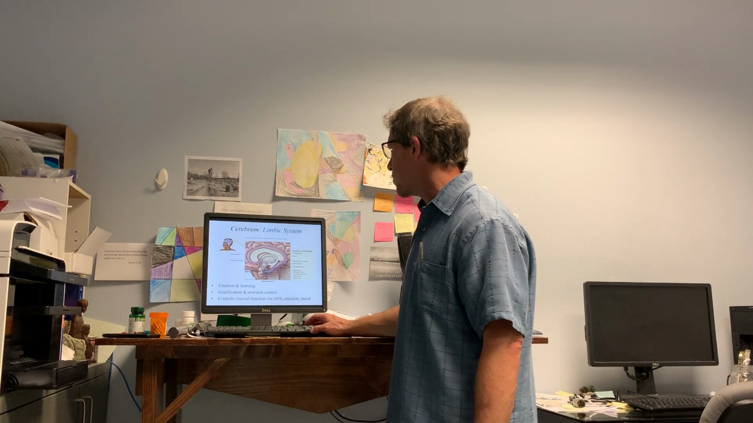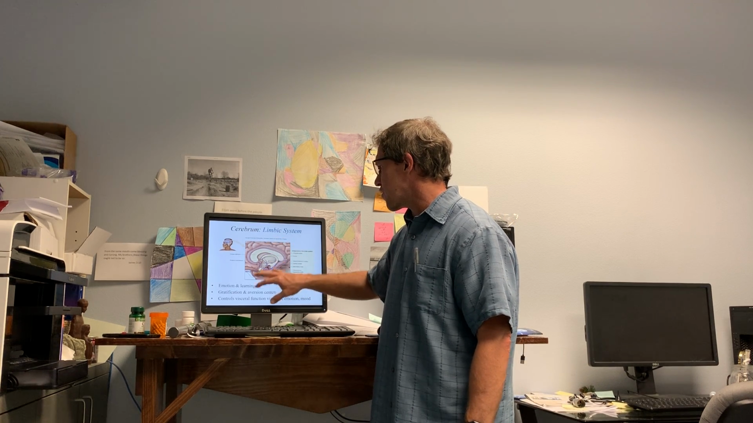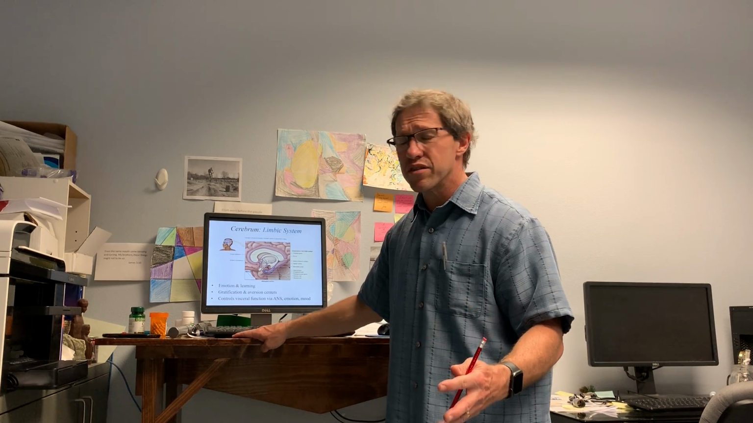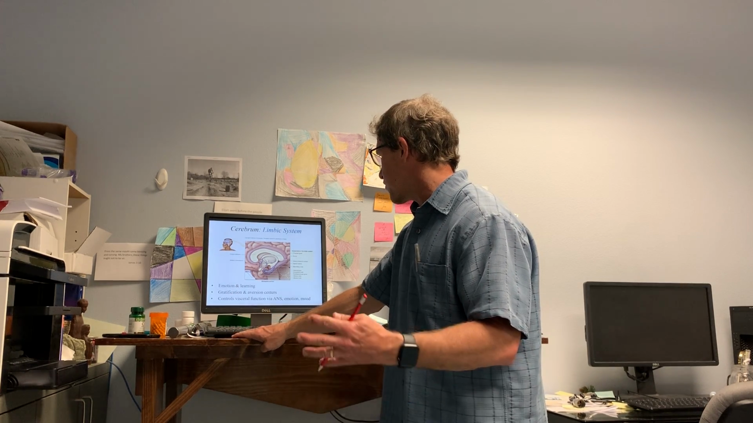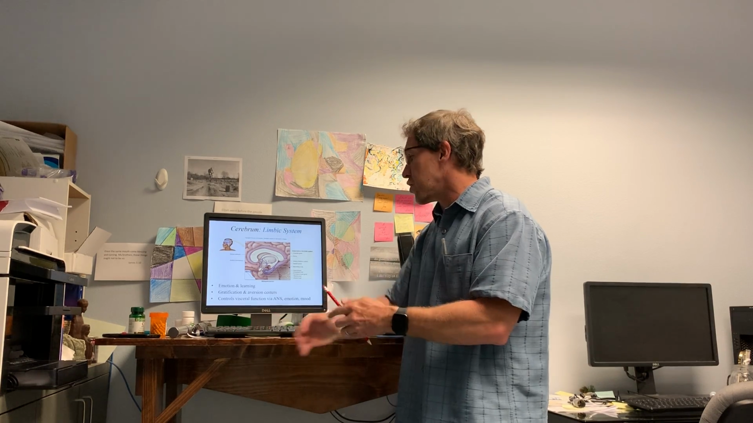Okay, so this is your limbic system, and this is important for emotion and learning, and it's also your gratification and aversion centers. It controls visceral function via the autonomic nervous system, and it's your emotion and mood.